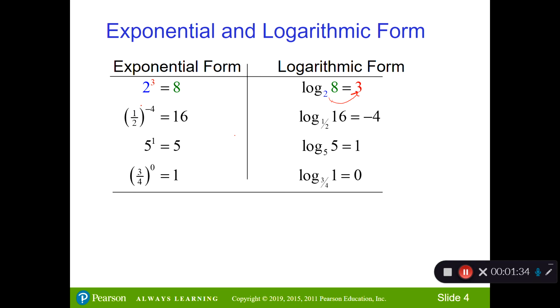Since 1/2 to the negative fourth is 16, we would say log base 1/2 of 16 equals the exponent negative 4. 5 to the first is 5, so log base 5 of 5 is 1. The exponent is the 1. 3/4 to the 0th power is 1, so log base 3/4 of 1 equals the exponent 0.